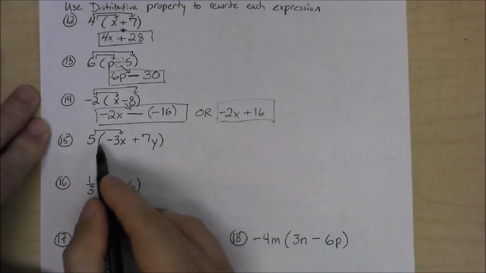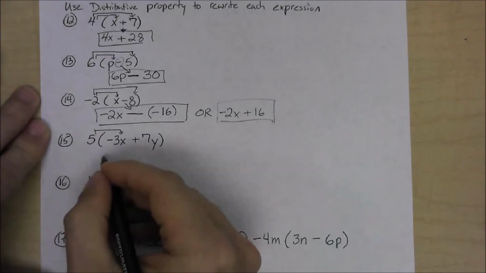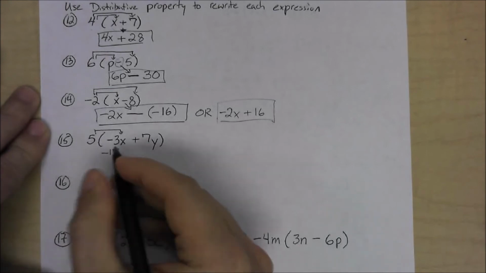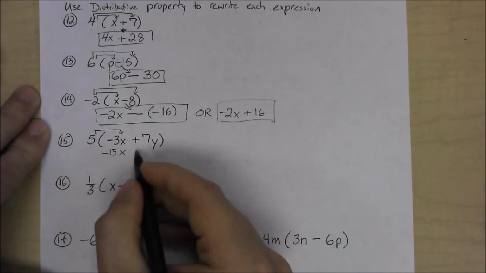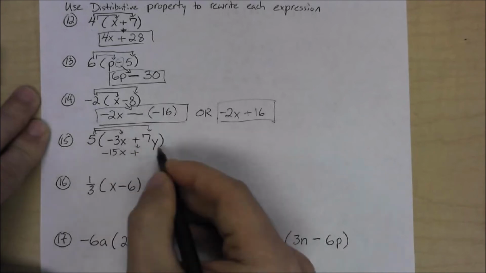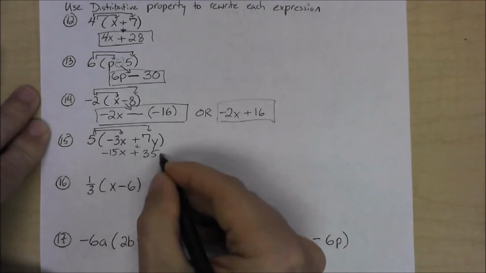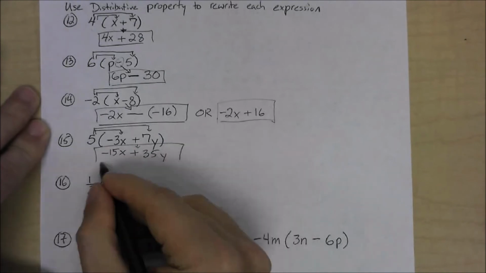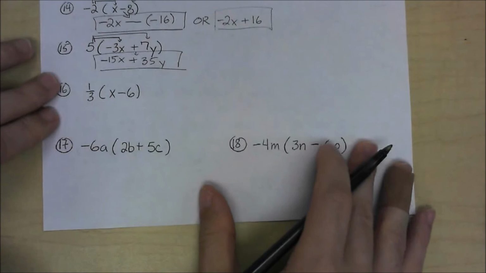Okay, so right here, I've got 5 times -3x. So, when I have numbers and letters, look how I do this. 5 times -3 is -15, and the only letter I have here is x. So I write down -15x. Bring down your plus, and now I have 5 times 7y. Well, 5 times 7 is 35, and the only letter there is y. So there's my answer.